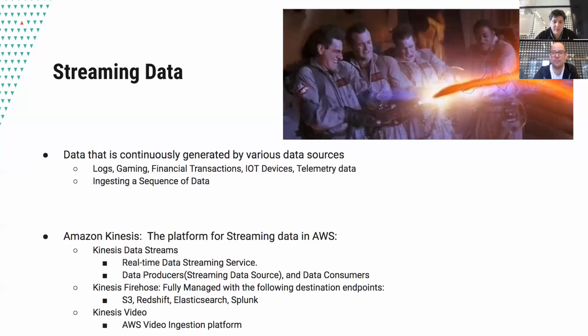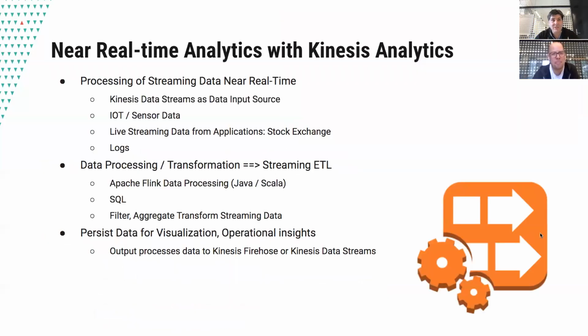Cool hose. I like it. All right, next is backwards. See, I'm streaming the wrong way. So on AWS, we have the product which we can do analytics with on streaming data. It's called Kinesis Analytics. It's the process of streaming data in near real time from a Kinesis data stream as the input source. And obviously that can be anything from IoT data, sensor data, live streaming data from applications like the stock exchange, or logs.